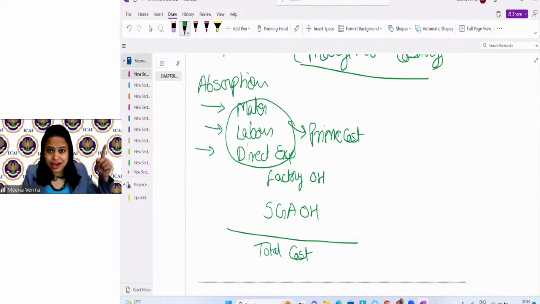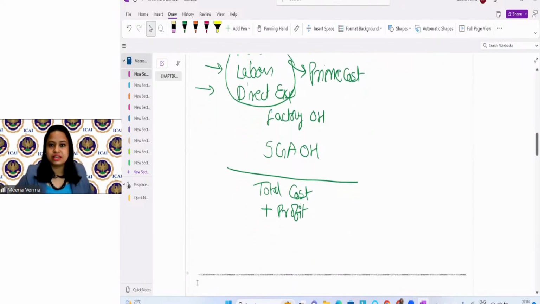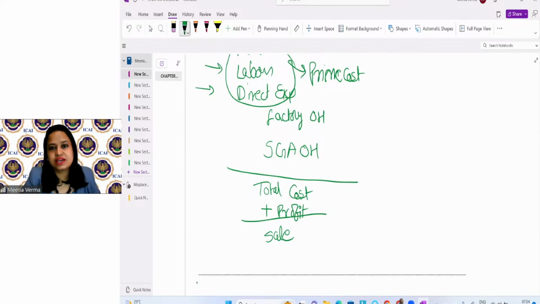We learned this in target costing. I told you that first we prepare in the traditional method: we find the cost of the product, then we add the desired profit, what profit we want to earn, and then we get the selling price. In this way, we find the selling price of the product. This is the traditional method.